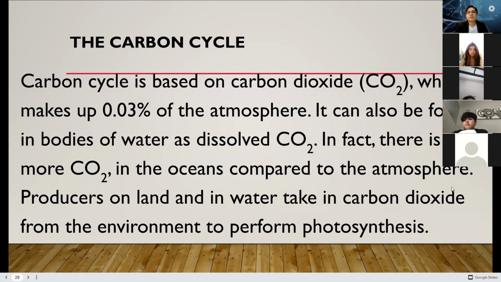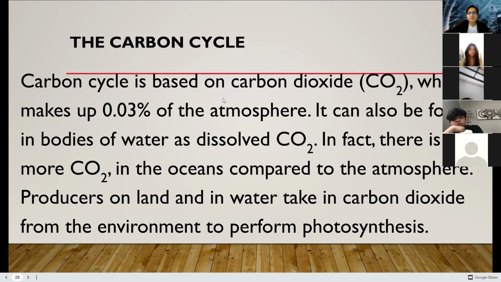Let's move now to the carbon cycle. The next biogeochemical cycle is the carbon cycle. The carbon cycle is based on carbon dioxide, which makes up around 0.03% of the atmosphere. It can also be found in bodies of water as dissolved CO2, or dissolved carbon dioxide. In fact, there is more CO2 in the oceans compared to the atmosphere. If CO2 is mixed with water, the water becomes carbonated, just like your sodas, your soft drinks.